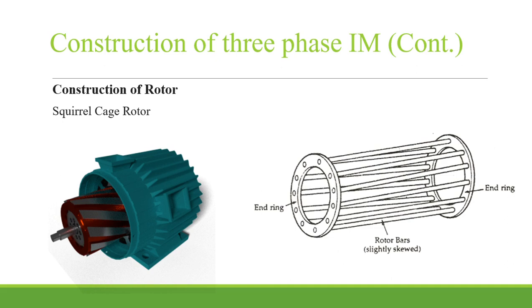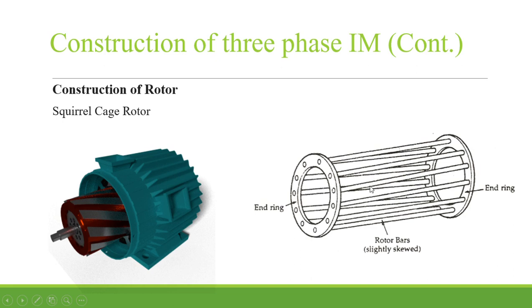This squirrel cage rotor bar consists of aluminum, brass or copper bars, and if we are skewing this, then the length is increased. If the length is increased, the resistance of these rotor bars is also increased. These aluminum, brass or copper bars are known as rotor conductors.